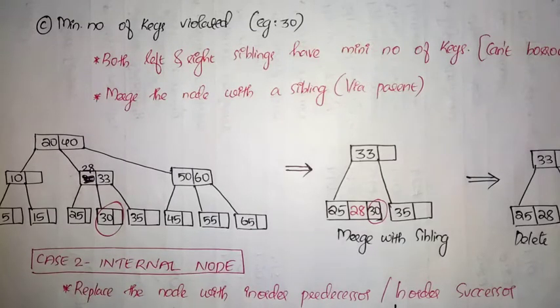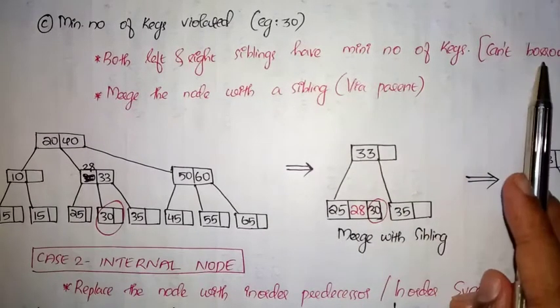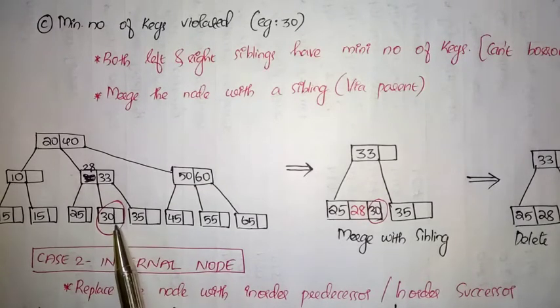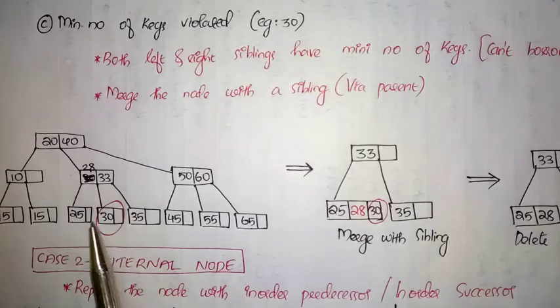So what do we have to do in such a scenario wherein we cannot borrow a key from either the left or right sibling? We have to delete 30 also. In such a case, we have to merge this node with one of its siblings. Okay.